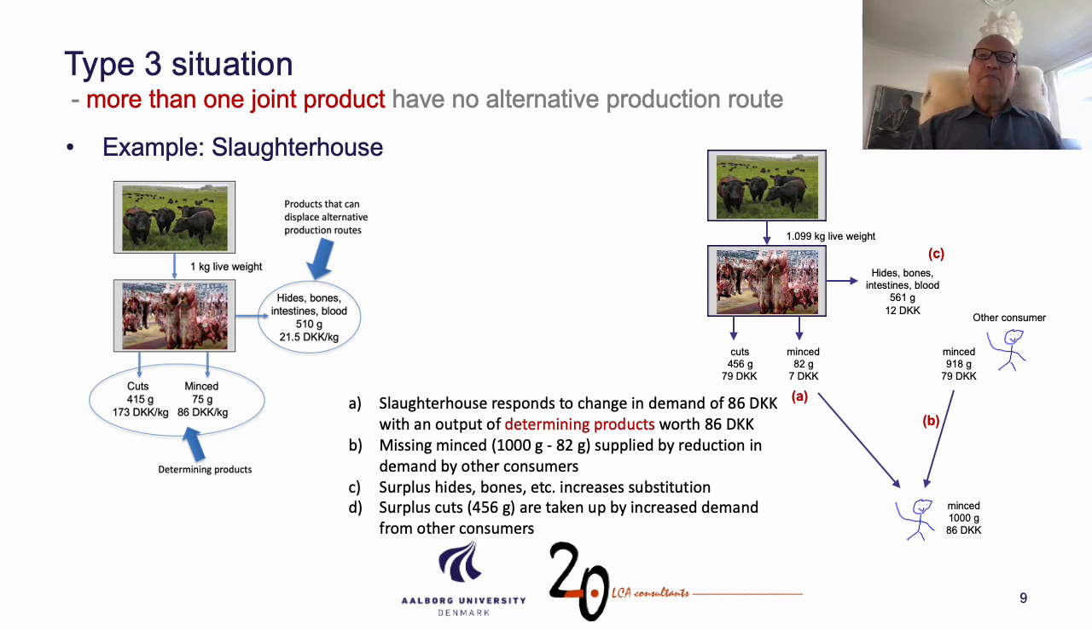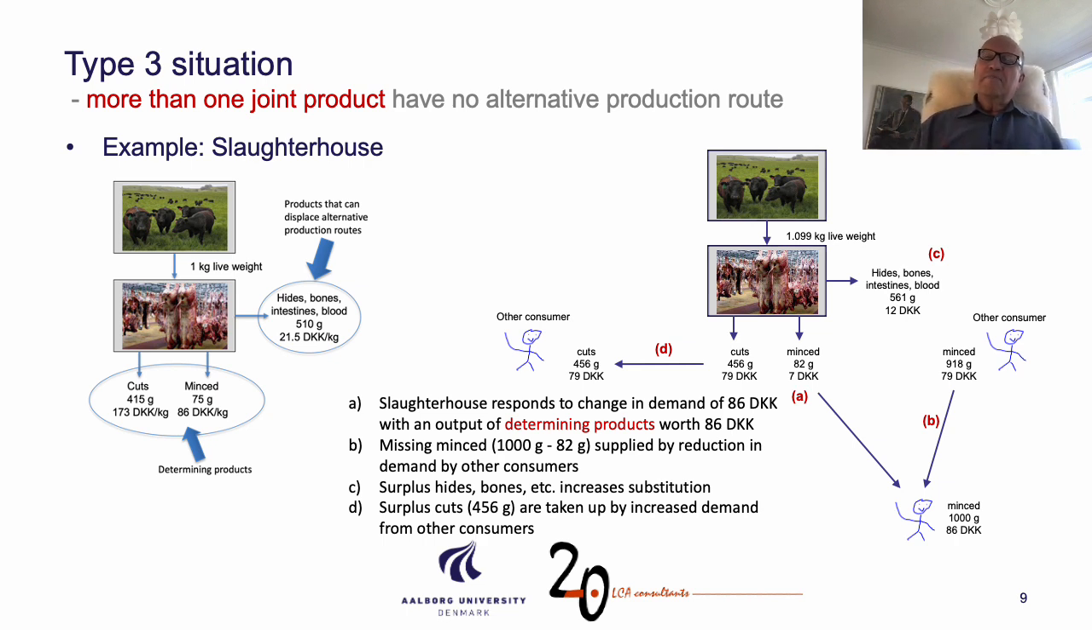What we care about is what will happen with the additional cuts that come from this additional demand for minced meat. Nobody asked for these cuts. So how do we deal with that? Well, in practice, there is only one way of dealing with that, and that is lowering the price of the cuts until other consumers will demand them.